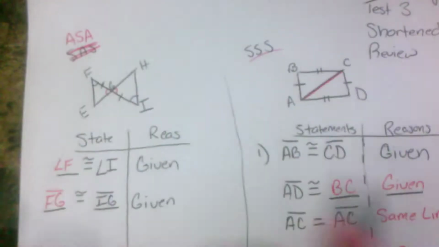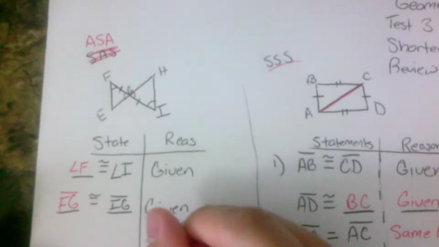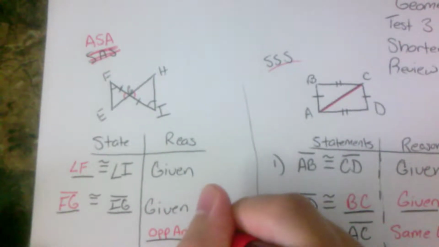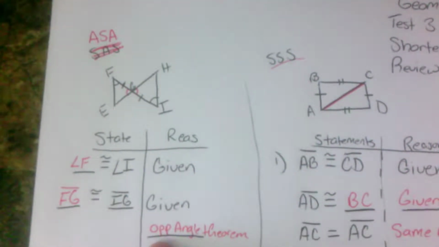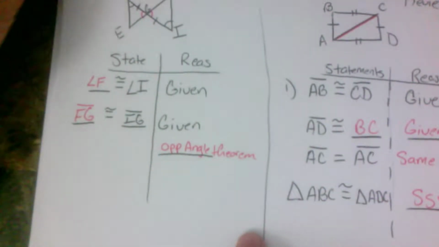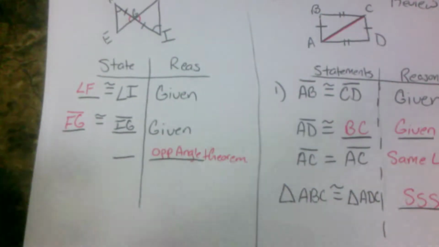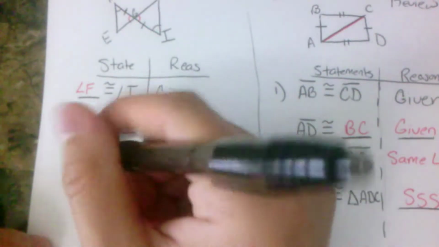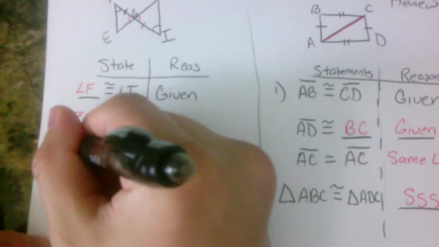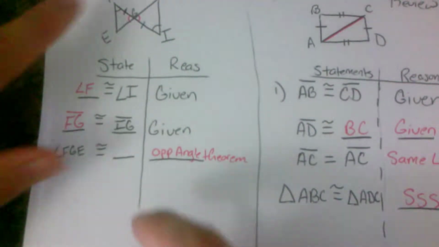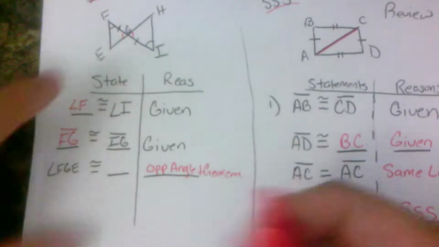So let's say I put a blank there. I was like, well, why? What you'd have to put is opposite angle theorem. Or you could just put opposite angles. I would accept that as an answer. And after you've put opposite angle theorem, let's say there was another blank here. And then congruent. And I said that angle FGE, you'd have to tell me that angle FGE is the same as HGI.